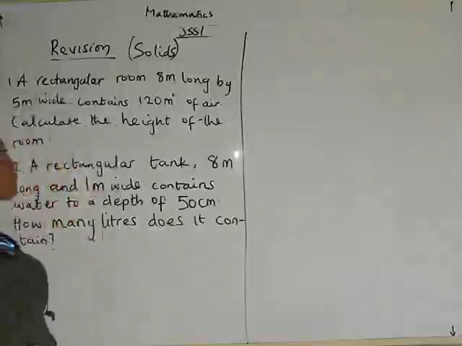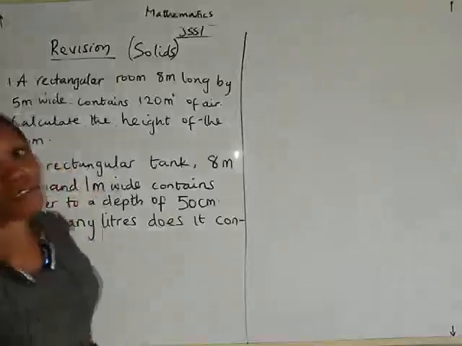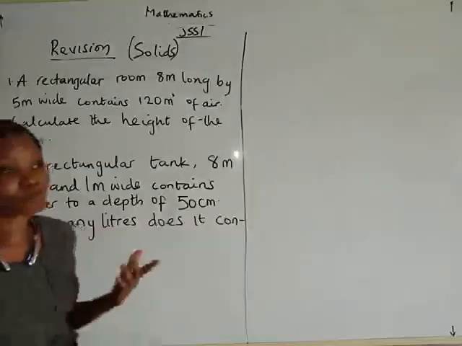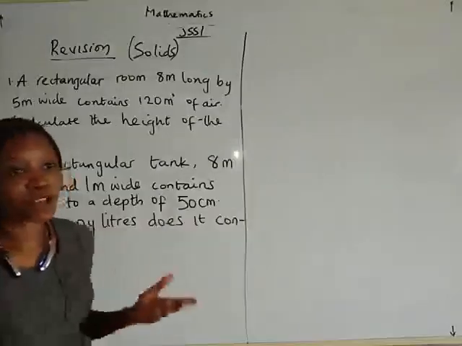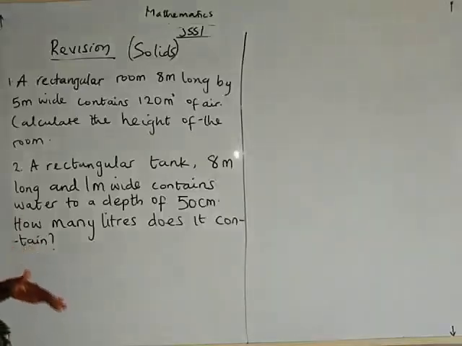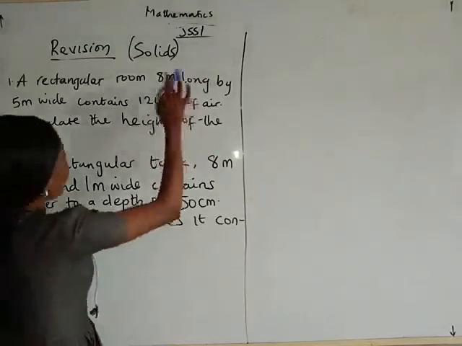Remember that during our previous classes, we learned volumes of some solids, such as cubes, cuboids, and the rest. I gave you some questions as well to treat. Here are some questions for our revision. The first question says, a rectangular room 8 meters long by 5 meters wide contains 120 meter cube of air. Calculate the height of the room.